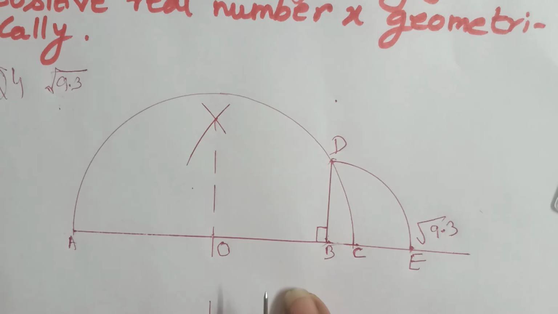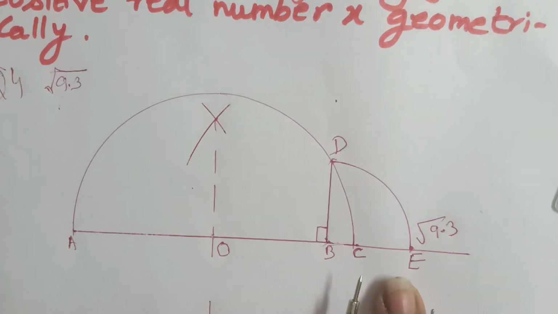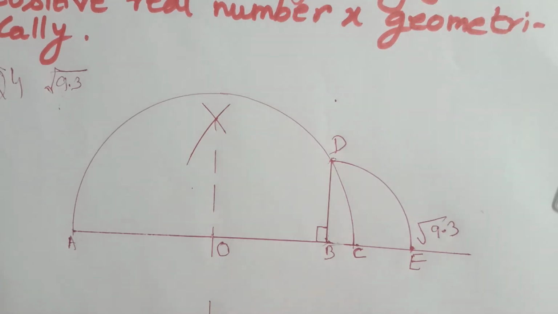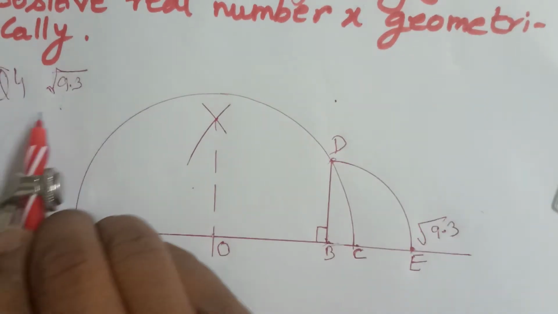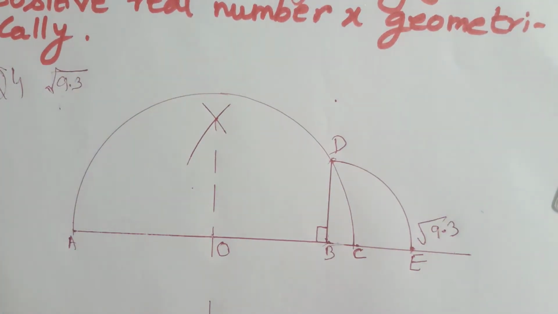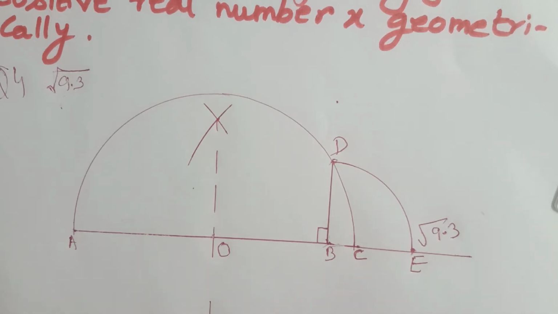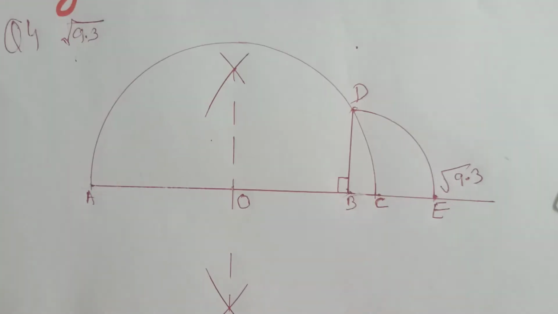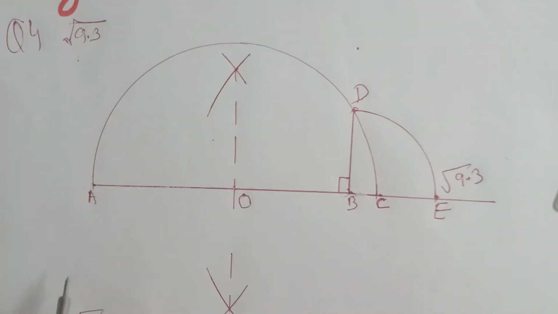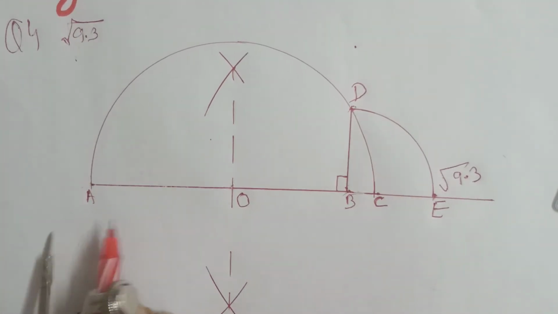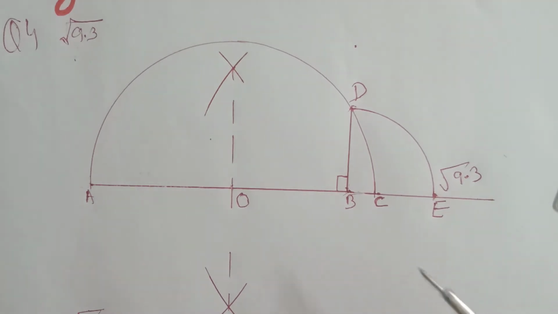Now I just want to justify how it comes. Because we have taken 9.3 here, it could be 8.6, 8.3 or 3.5. So let's take under root x. Suppose AB is the value of x, which is 9.3.